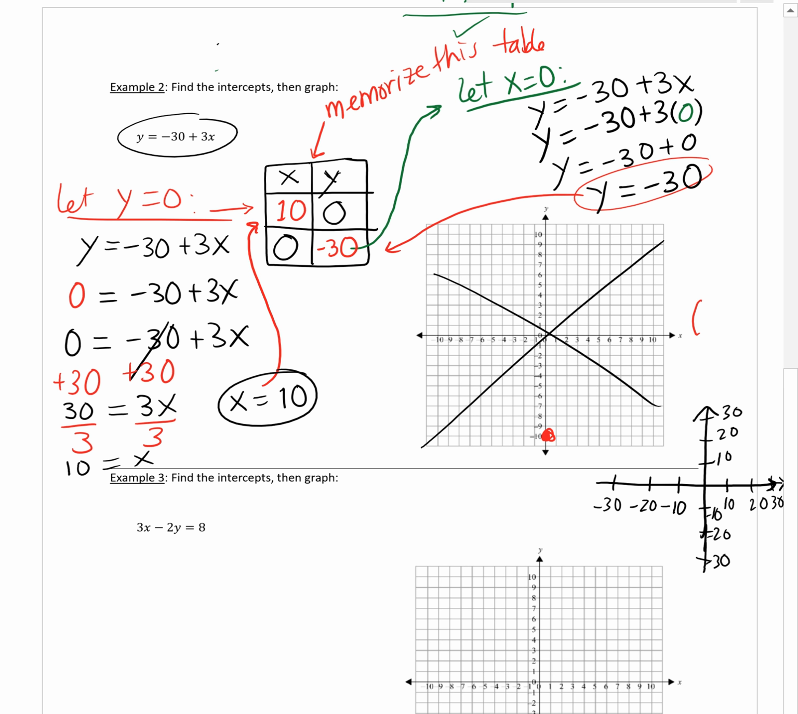All right, so our points, let me see. That table had, the first row gave us a point 10, 0. The second row gave me a point 0, negative 30. So let me see, that first point 10, 0, 10 on the x-axis, 0 on the y-axis would be right there, which makes sense because it's the x-intercept. And the second point, 0, negative 30 would be, I'm not going left or right since x equals 0, but I'm going down 30. So to negative 30. And that makes sense again because that's the y-intercept. And I'll connect those guys. There we go.